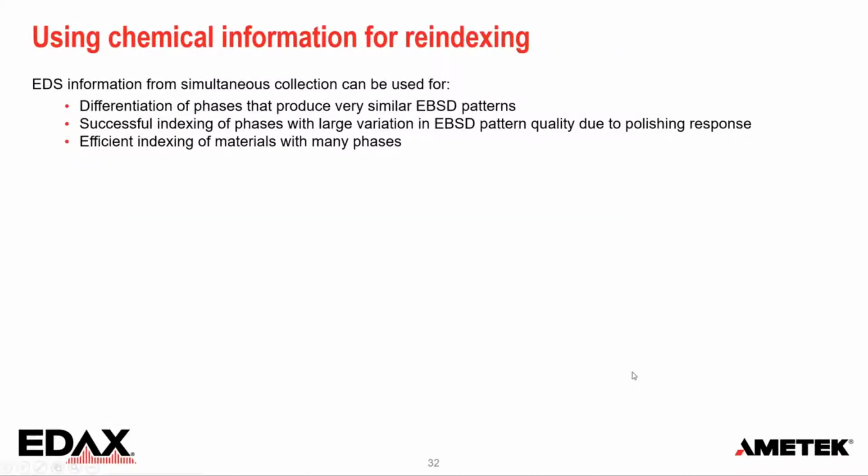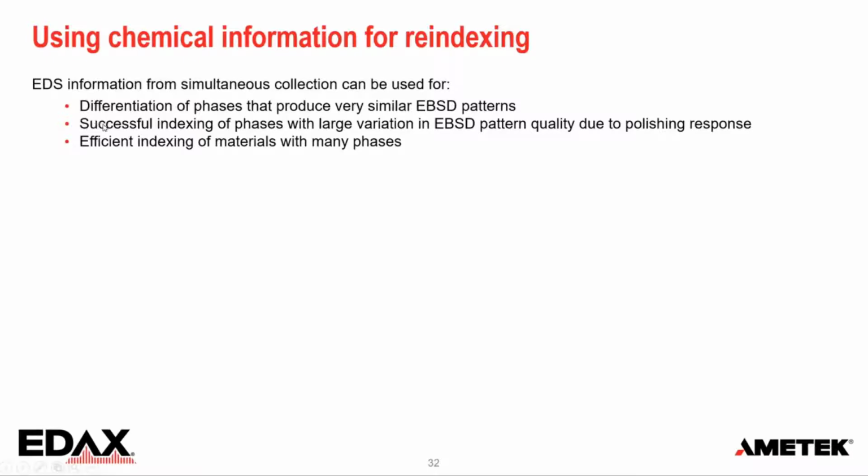Now, if you have a multi-phase sample, you can of course also use chemical information if you want to separate materials. It's very useful if you have phases that are almost identical crystallographically. For example, copper and nickel or austenite, then the patterns are almost impossible to distinguish just based on the crystal structure. But with the chemistry, that's easy.